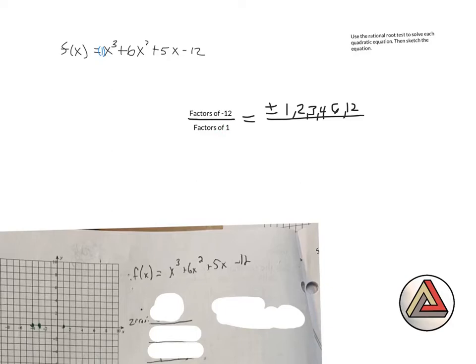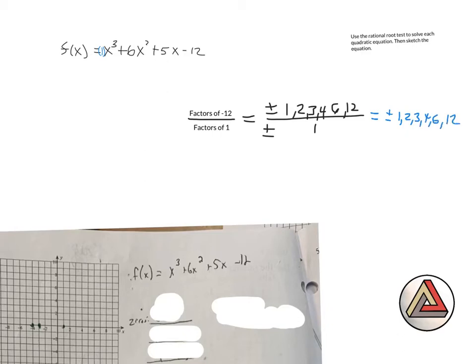Now, the teacher's being very nice. All the factors of 1 are just 1, but we do need to remember it's plus minus 1. So it means positive or negative 1 over 1, positive or negative 2 over 1, positive or negative 3 over 1, positive or negative 4 over 1, positive or negative 6 over 1, positive or negative 12 over 1. At the end of the day, we can ignore this 1 because anything over 1 is just itself. So really, the possibilities are just positive and negative 1, 2, 3, 4, 6, and 12.